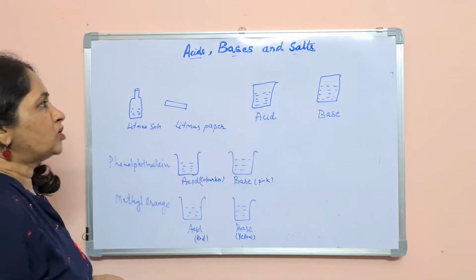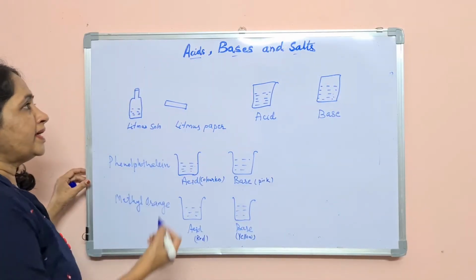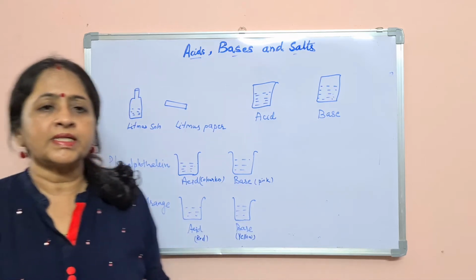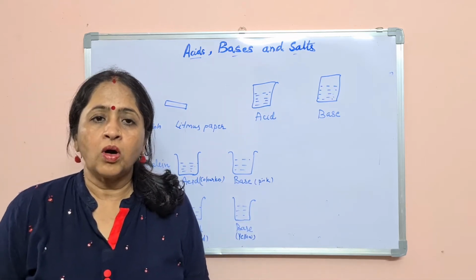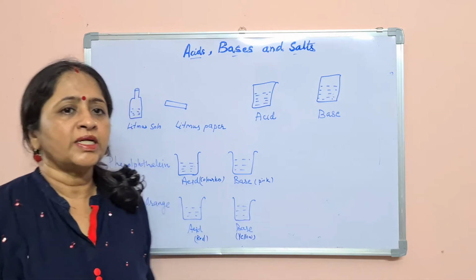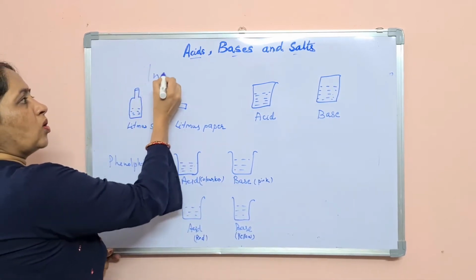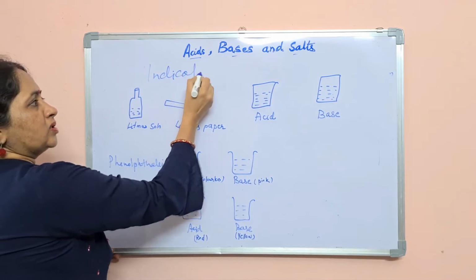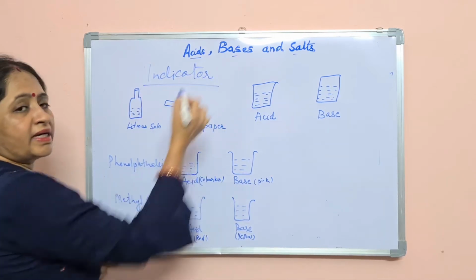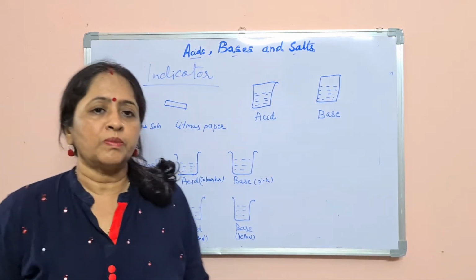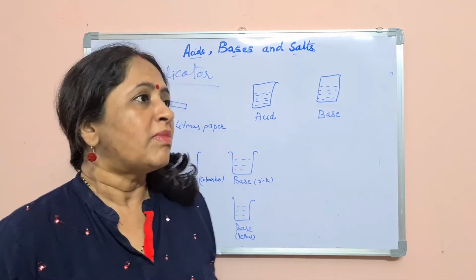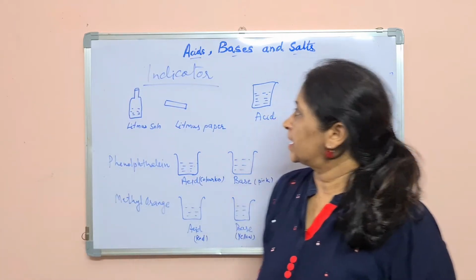Acid, bases and salt. To identify whether a given substance is acidic, basic or neutral in nature, one chemical is used, and that chemical is called an indicator. In the last video I already explained the role of litmus, methyl orange and phenolphthalein, but once again I am explaining it in this video.